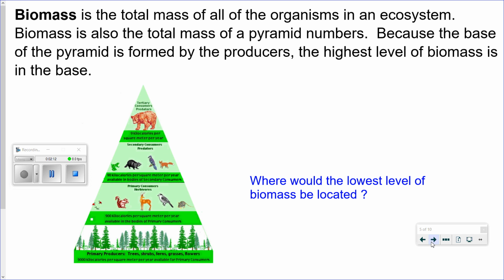Biomass is the total mass of all of the organisms in an ecosystem. Biomass is also the total mass of a pyramid of numbers. Because the base of the pyramid is formed by the producers, the highest level of biomass is in the base. So here's something to think about. Where would the lowest level of biomass be located? Why don't you put the video on pause so that you can consider your response to this question? All right, and let's see how many of you guys figure out the answer to that question in tomorrow's class. But moving on.